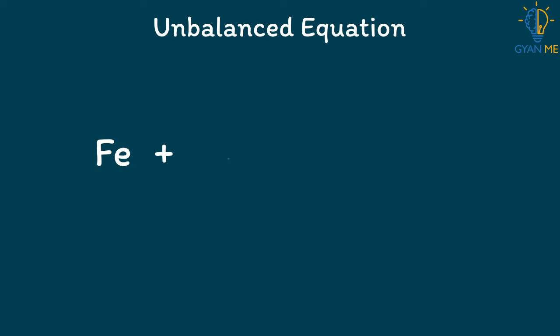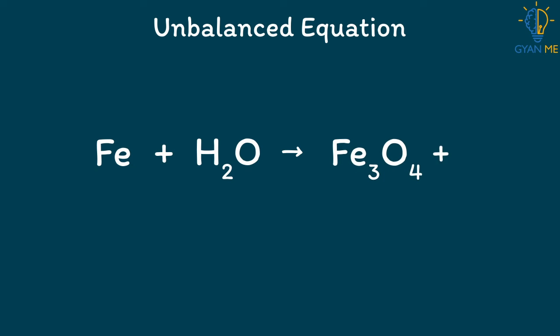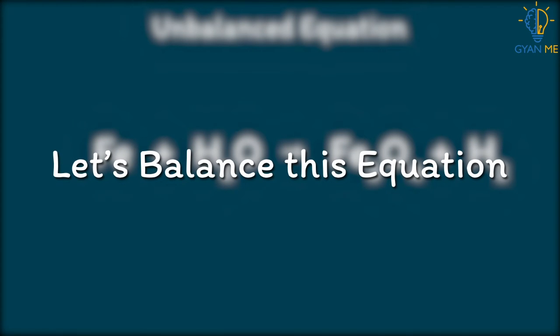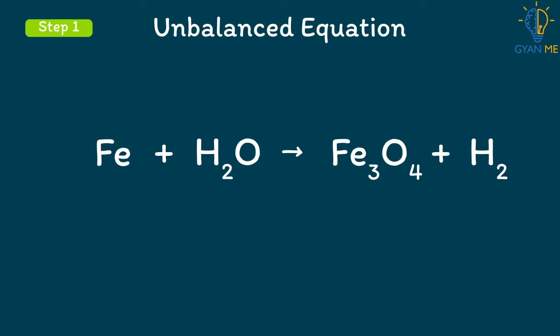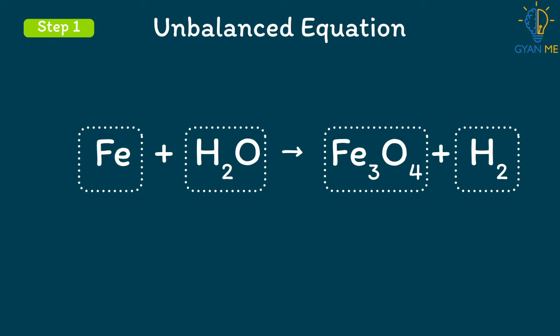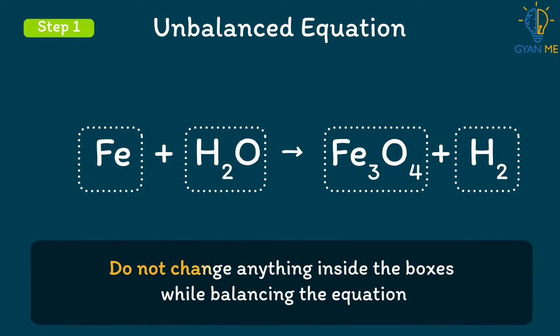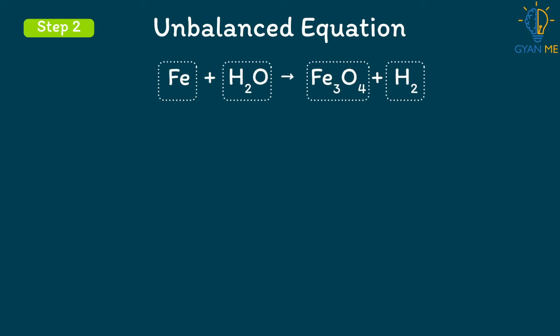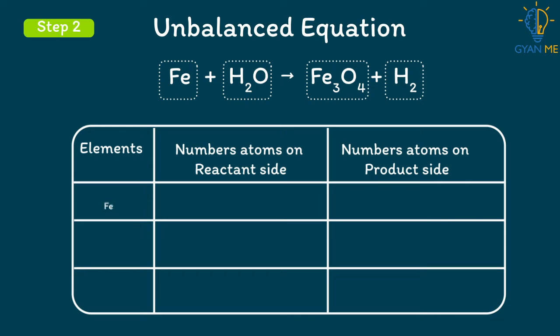Fe plus H2O gives Fe3O4 plus H2. Let's balance this equation. Step 1. To balance a chemical equation, first draw boxes around each formula. Do not change anything inside the boxes while balancing the equation. Step 2. List the number of atoms of different elements present in the unbalanced equation in the table.